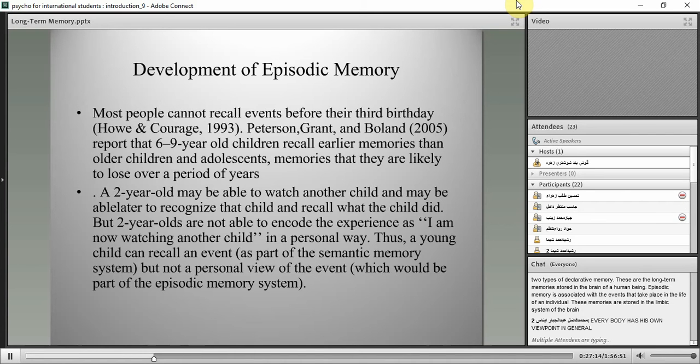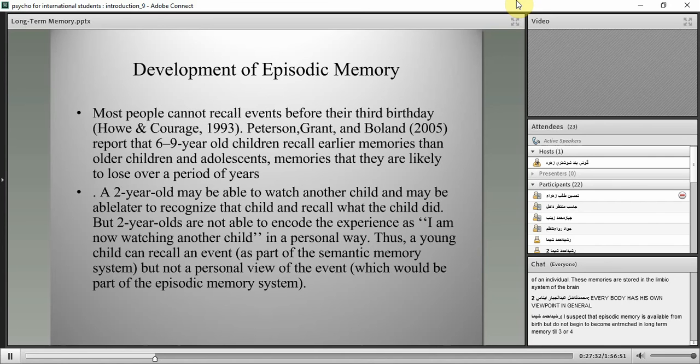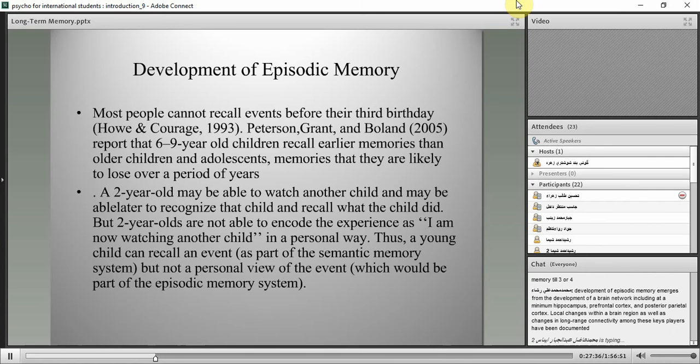And a 2-year-old baby can watch another child and later recognize that child and recall what the child did, but is unable to encode the experience. That is, I am now watching another child in a personal way. To relate means to tell a story in relation to another child he has come across. So a young child may recall an event as part of their semantic system, but not from a personal view of the event, which would be part of the episodic memory system.